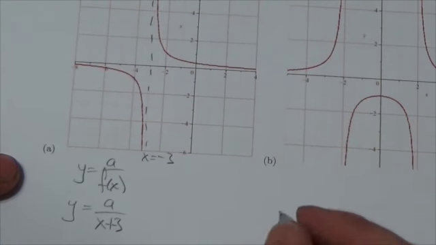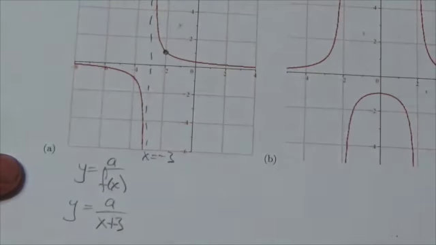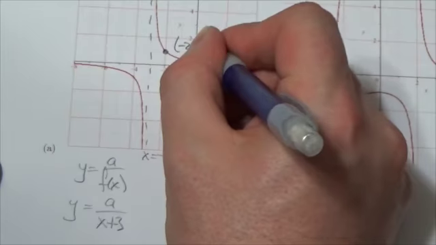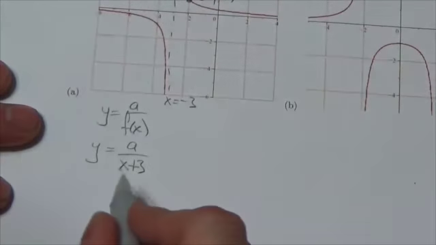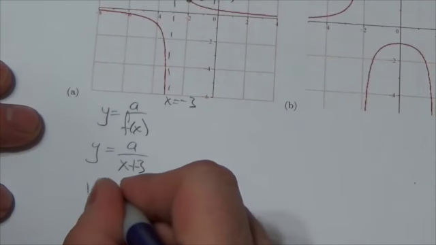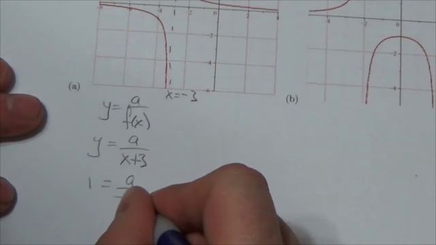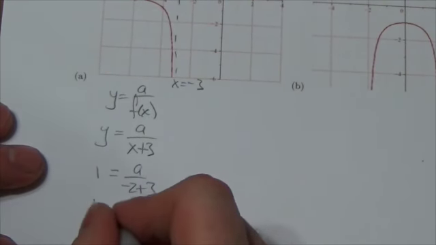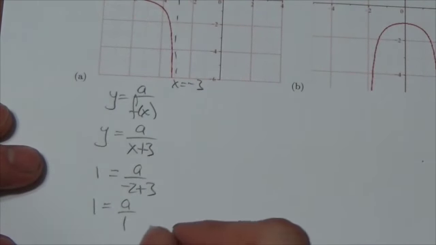Now what I need to do is find one more point on the graph. This is just like we did at the very beginning of the course with quadratics. Find one more point. Notice I've got the point (-2, 1) on my graph. If I plug that into my equation, 1 equals a over -2 plus 3. So I plug it in for the x and the y. -2 plus 3 is equal to 1. So a is equal to 1.